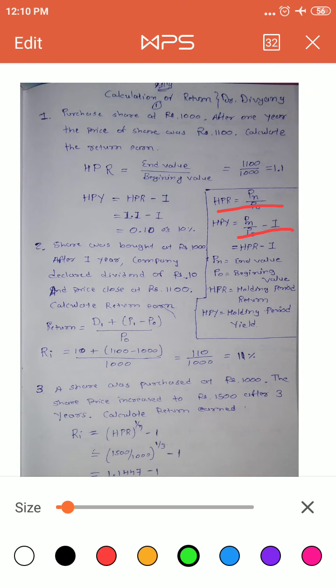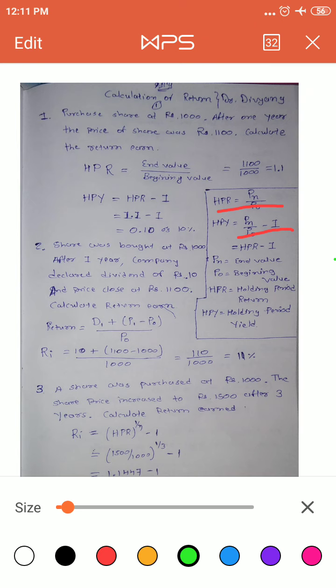To calculate, we now have the equation, so we will just put these values into it. HPR is equal to end value divided by beginning value. The end value is the latest price, that is 1100, and 1000 is the amount invested, the beginning price. So 1100 divided by 1000 will give you 1.1.